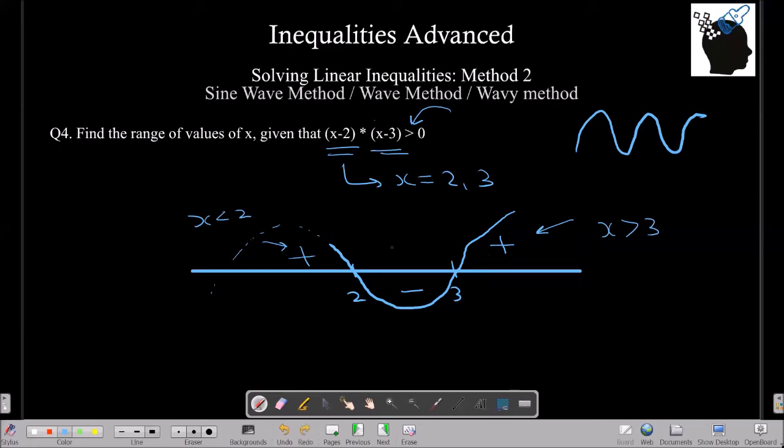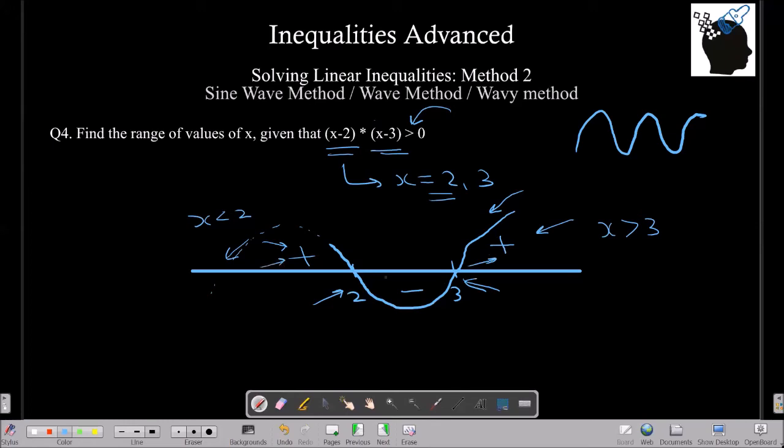So let's do a quick recap of this. First of all, we are going to put this value as equal to 0 and compute the value of x. We are going to plot those 2 points. And then we are going to draw a sine curve starting from right top, going down in the first solution, then coming up in the second solution. And if there was a third solution, we would have gone down. So any point above this number line and below the sine curve, we are going to write positive.